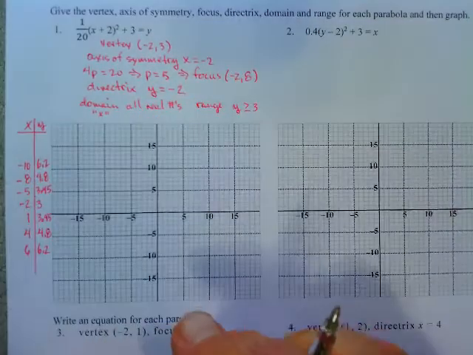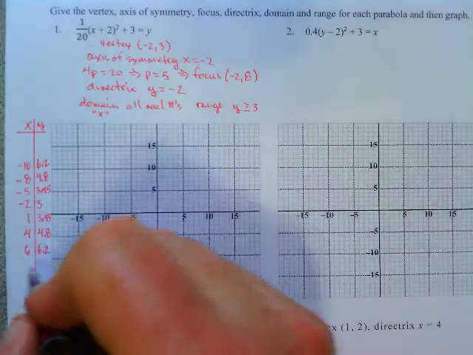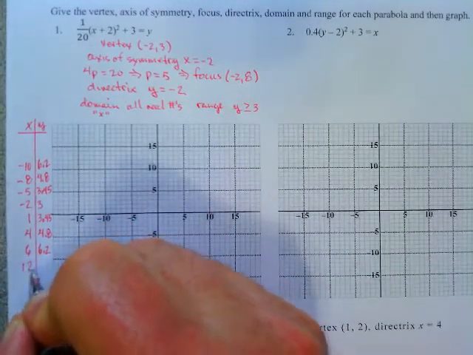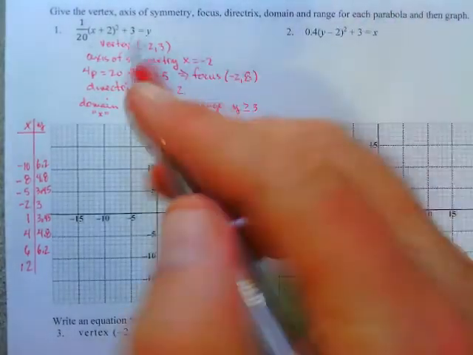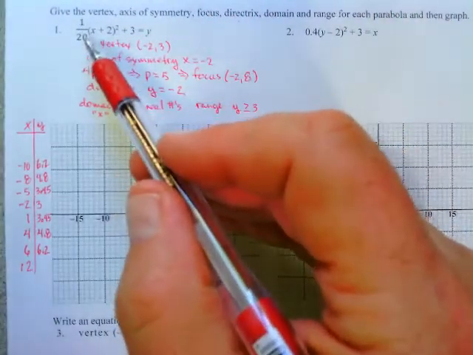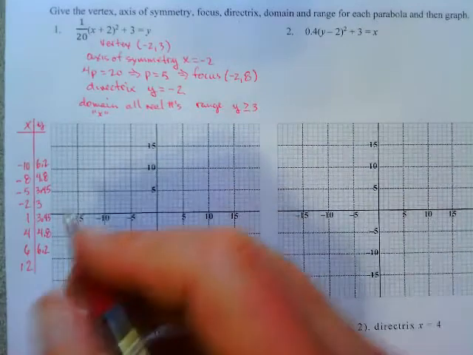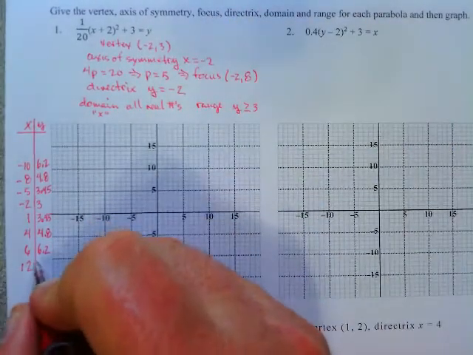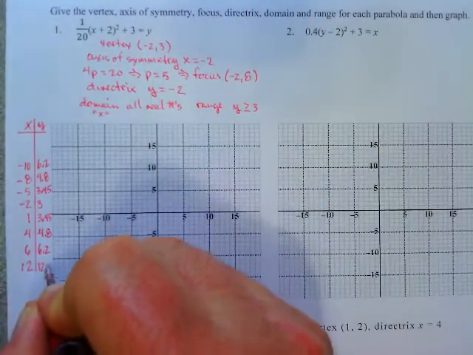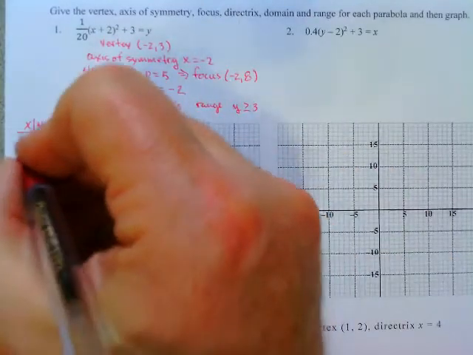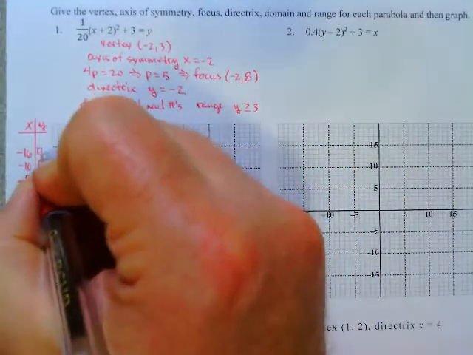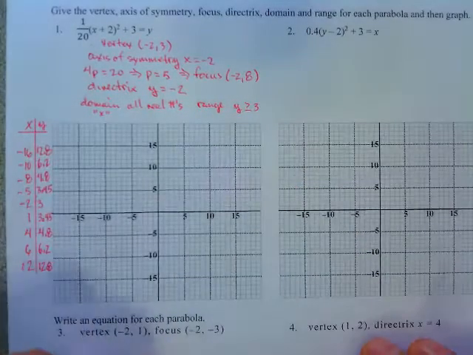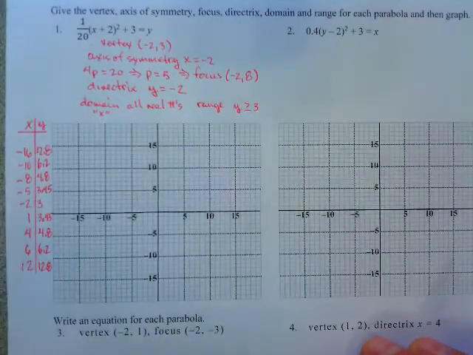We'll do one more for this. Since it's still not growing very fast, I'm going to go to 12. That's 12 and 2 is 14. 14 squared, 196 over 20. So that's going to add 9.8 plus 3, which will give me 12.8. And so let's see, negative 16 will also be 12.8. So there are our values.